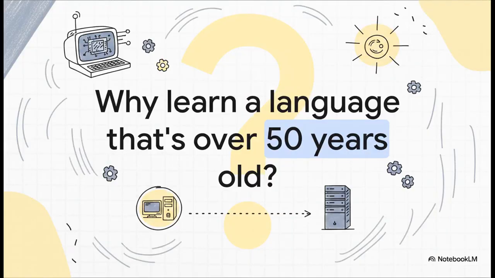You know, it's a totally fair question. We've got new, shiny languages popping up all the time. So why would you focus on one that's been around for over half a century? Well, the answer is pretty simple. Its age isn't a weakness. It's actually proof of its incredible, enduring power. And by the end of our talk today, you're going to see exactly why C is still the undisputed champion for anyone who's serious about system-level development.